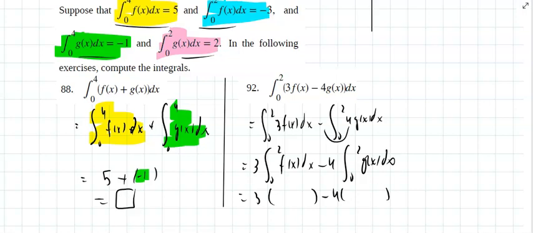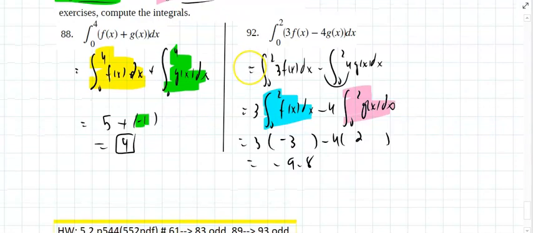I thought they put F and G. I was mistaken. They put F first and G after. So here when I'm looking at F from 0 to 2, F from 0 to 2 would be the blue. And G from 0 to 2 would be the pink. So in this case, the blue is a negative 3 and the pink is a 2. So negative 9 minus 8, my answer would be a negative 17. And that's pretty much the idea behind this section.